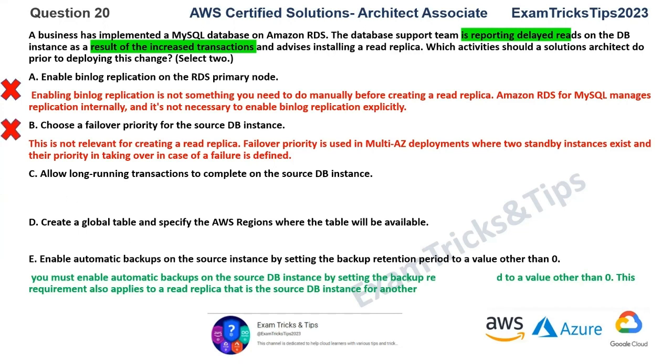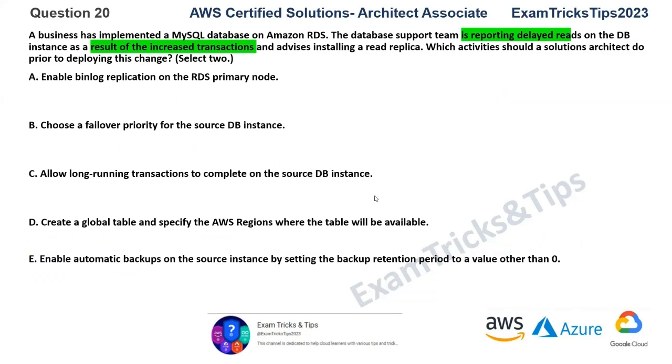Then anything else we can eliminate? Option D. So it says create a global table and specify the AWS regions where the table will be available. Now this option refers to Amazon Aurora Global Database. It's nothing to do with RDS solution. So it's not relevant in this context.